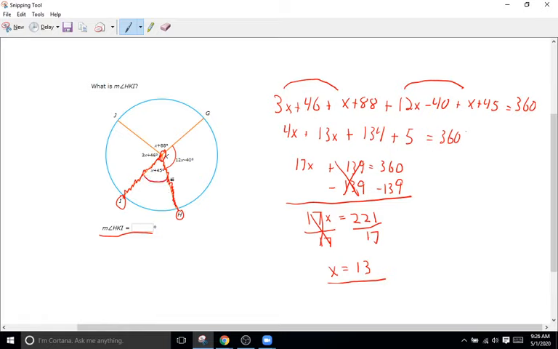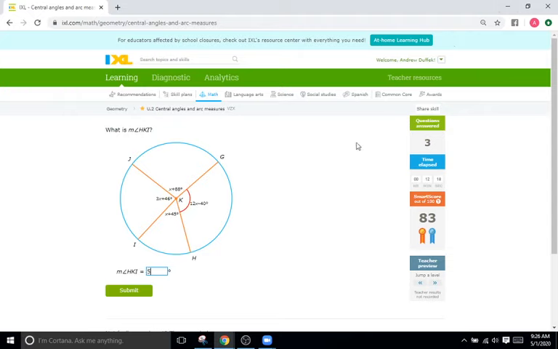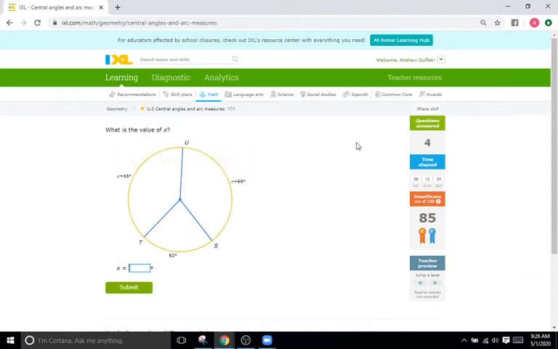Okay. Well, the angle is x plus 45. And we just figured out what x was, which is 13. So we'll plug 13 in. So 13 plus 45 is going to be 58. And that's going to be our real answer. Okay, that's 58. So we'll come back. We'll type in 58 degrees. And that's correct. Okay, good.